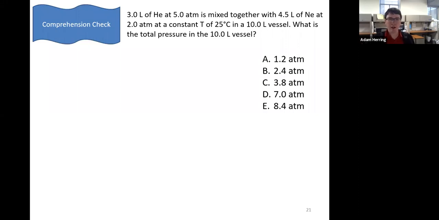However, take a look at the volumes. We have 3 liters of helium and 4.5 liters of neon. Together, they don't add up to be 10 liters. So what we can imagine happening is that you put them in the vessel and then they expand in order to fill that 10 liters. Therefore, we would expect a total pressure to be a little bit less than the sum of their partial pressures. So keep that in mind as we are solving this.